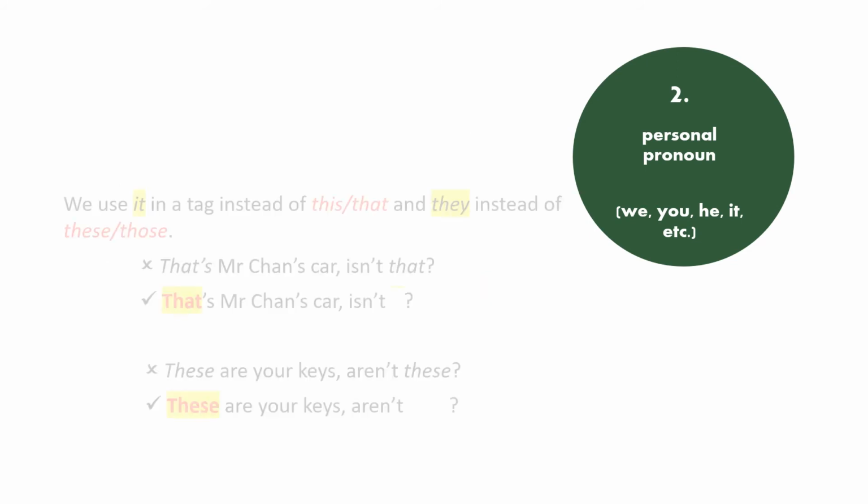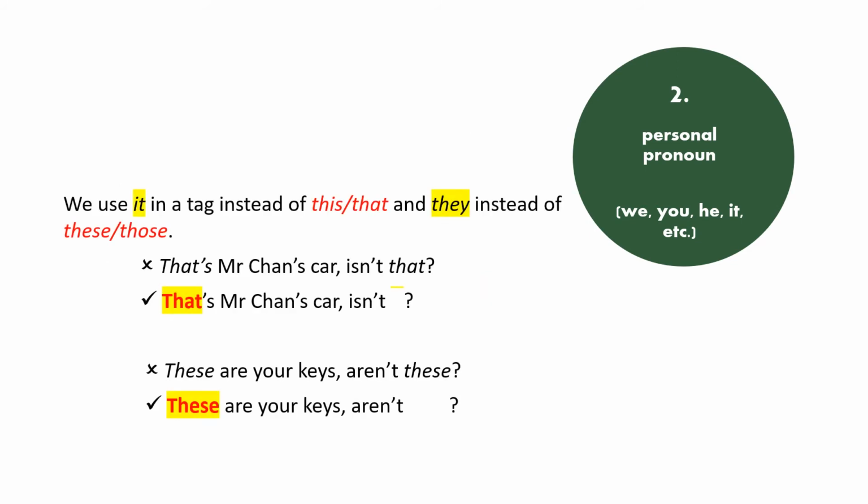Pay attention. We use it in a tag instead of this or that, and they instead of these or those. For example, we would say, that's Mr. Chan's car, isn't it? And these are your keys, aren't they?